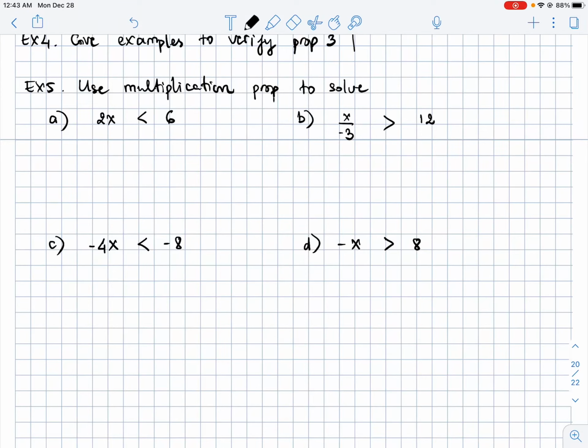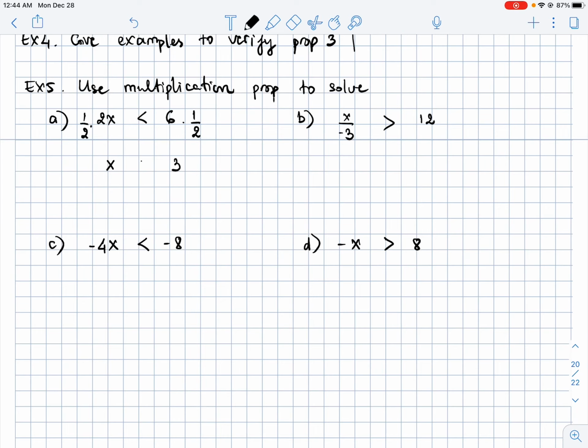Example number 5. We want to use the multiplication property to solve for x. In part A, we want to solve for x. Normally, what we do is divide both sides by 2. It is the same thing as multiply by 1/2. So you notice that multiply and divide, they are just like brother and sister. Now we cancel out the x, and the other side we got 3.